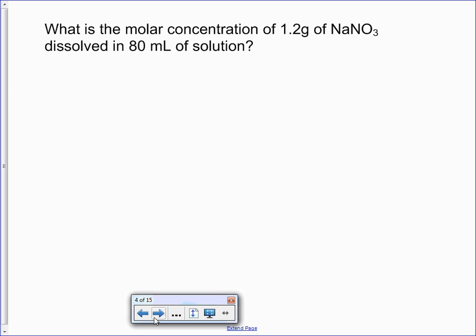In the next example, take a few minutes and work through the following problem yourself. You're asked, what is the molar concentration of 1.2 grams of sodium nitrate dissolved in 80 milliliters of solution? If you do the calculations correctly, the concentration that you come up with should be 0.2 moles per liter. If you're not getting that number, consult your neighbors or those around you, see what they got and what they might have done differently.